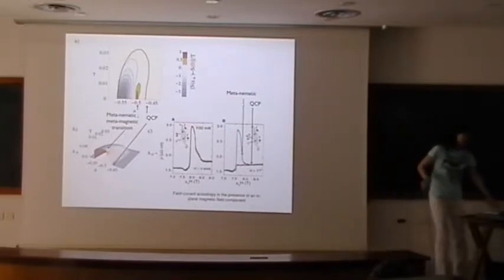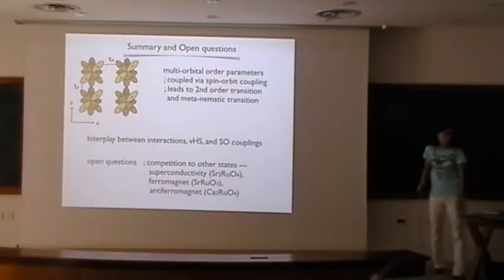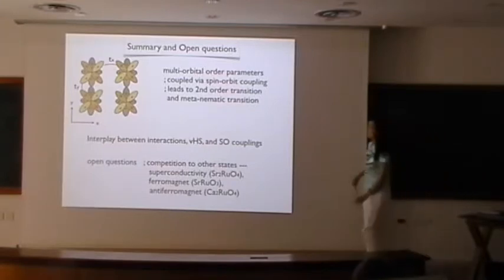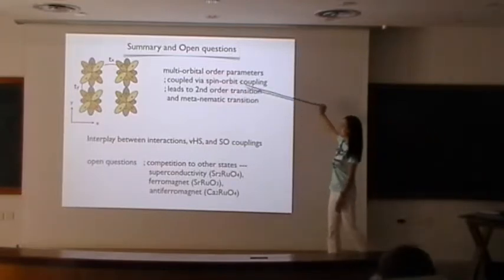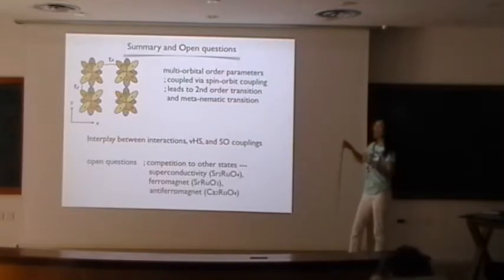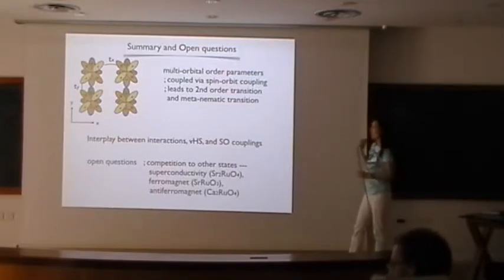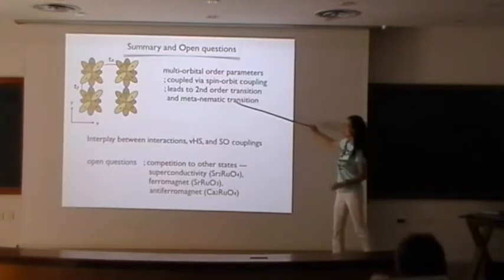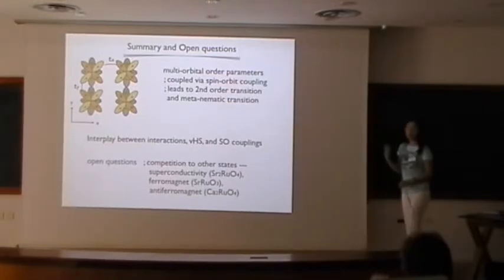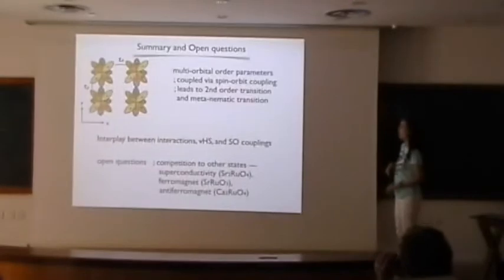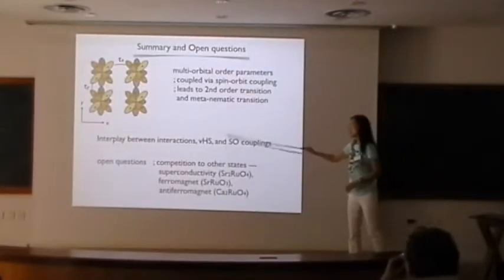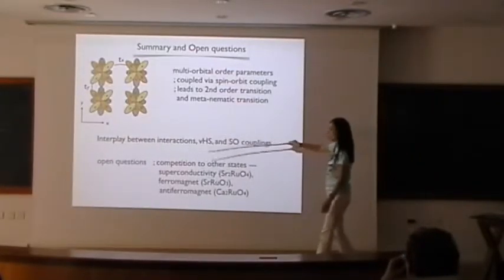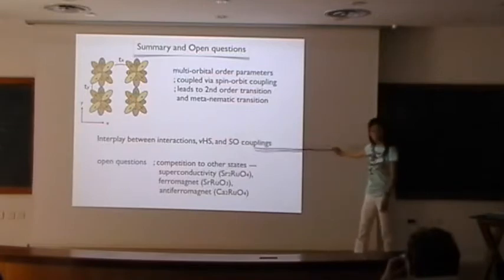So that's the main summary: multi-orbital order parameters coupled with the spin orbit couplings lead to the interesting phase diagram. They cover both the second order transition and the metamagnetic transition, which is showing as a metamagnetic in the real material. So these are coming from the interplay between all these interactions, spin orbit similarity, and spin orbit couplings.